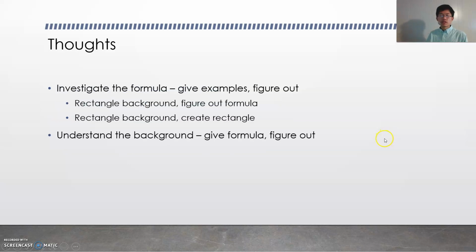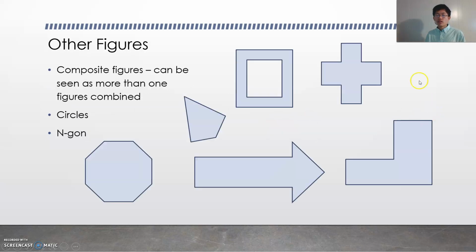So thoughts about this: you can do it the way I did, give out the formula and then understand the background, or you can do, and I would probably suggest this one, give the rectangle background, which students probably have already, and then create a rectangle from it and see how the formulas are related, or how those formulas were invented. And there are other figures you can look at, like this quadrilateral.